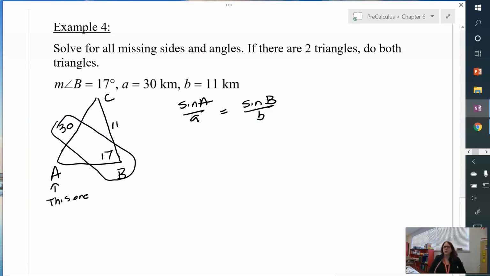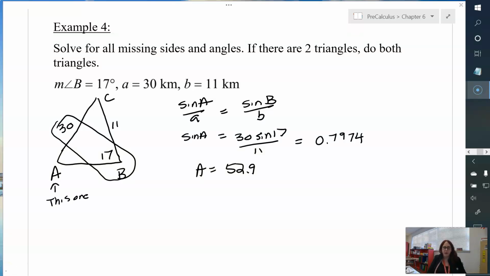I want you to try this one on your own. Figure out what angle A is. So pause this video right now and see if you can figure out the value of angle A. Okay, so for angle A, I got 52.9.